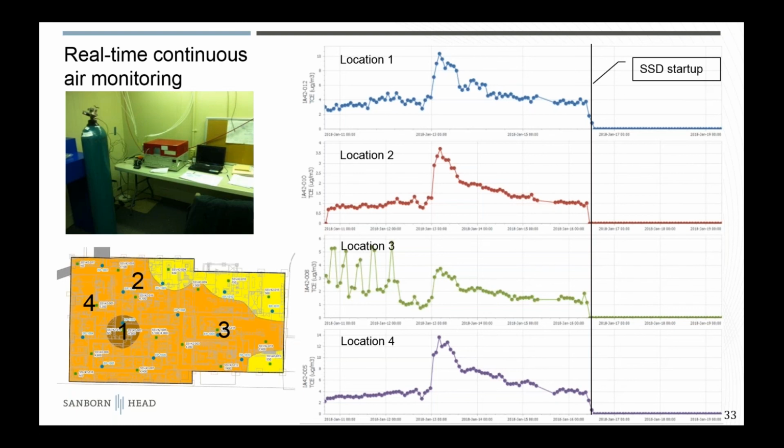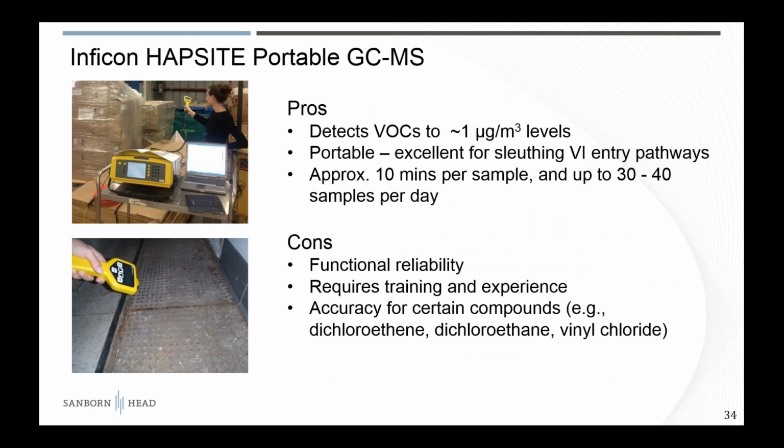So on the Hapsite, advantages here, it can detect very low levels of VOCs. It's portable, it's excellent for sleuthing, moving around a building on a cart, doing some crime scene investigation type stuff, looking for sources of VOCs coming into your building. Gives you results very quickly.